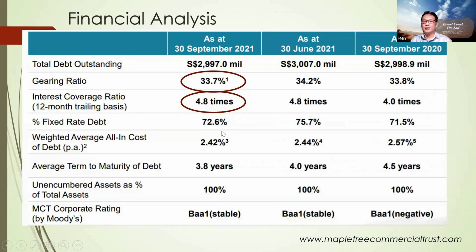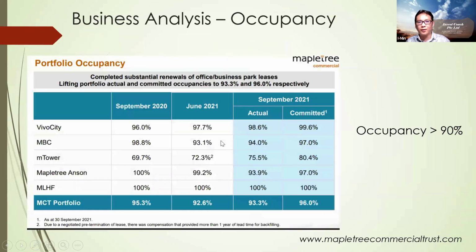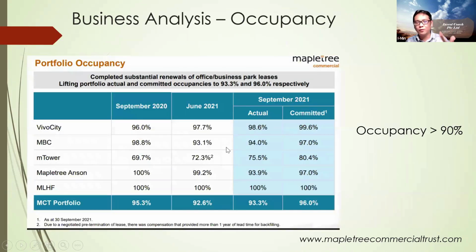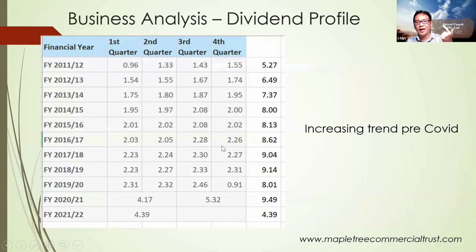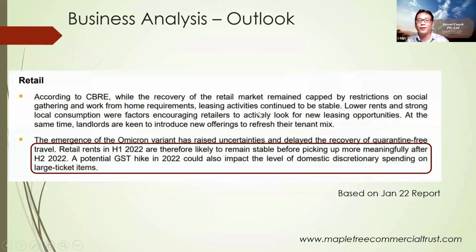Okay, so this is how I do business analysis. Let's go through a quick look again. What are the factors? Number one, property portfolio. Number two, I look at occupancy. Number three, I look at the historical dividend profile. Number four, I look at the income. And number five, I look at the outlook. Okay, so these are the few things I look at. Thanks for the questions, I'll try to address them later.